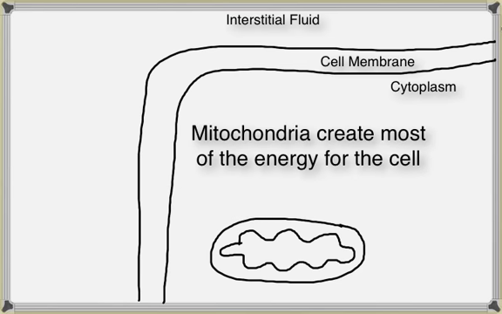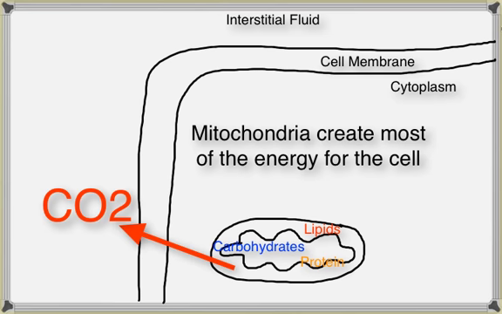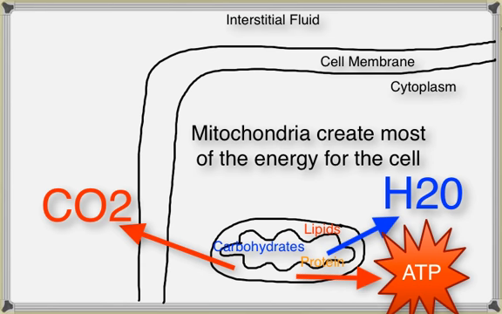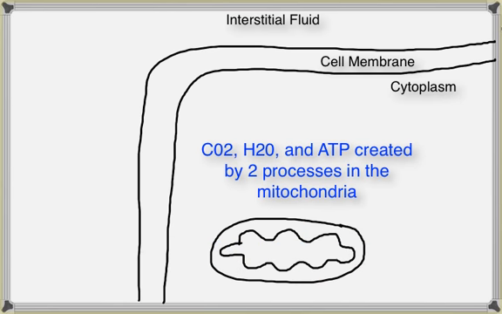The mitochondria create most of the ATP for the cell. The mitochondria will absorb specific molecules from the breakdown of carbohydrates, lipids, and proteins, and will break these fragments further to generate carbon dioxide, water, and ATP. This activity in the mitochondria involves two pathways, the TCA cycle and the electron transport system, which will be described in a different segment.